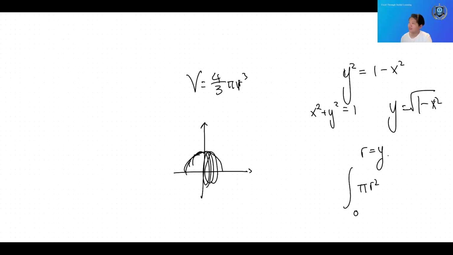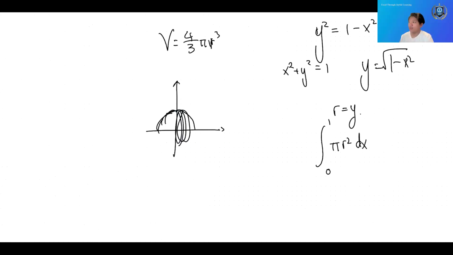Or would that be negative 1 to 1? Well, you could go negative 1 to 1, it doesn't really matter. Or you could just double that, because I'm just trying to find this part here, and then we can just double that at the end. Now that would be dx. And then I know what r is. r would just be root of 1 minus x squared.